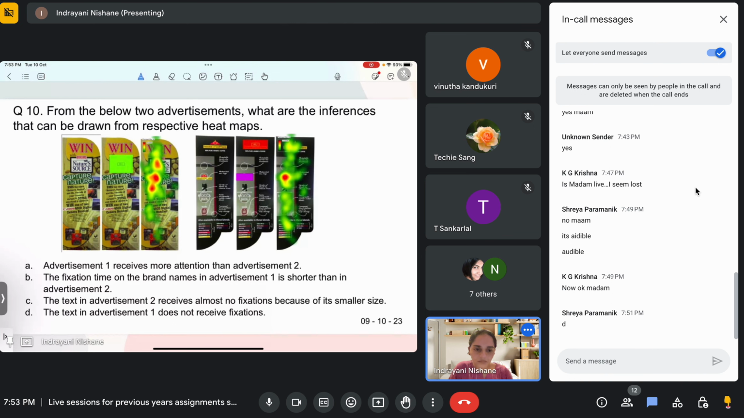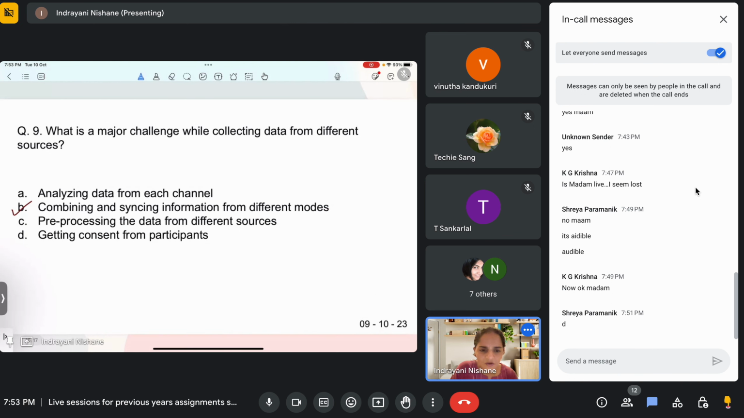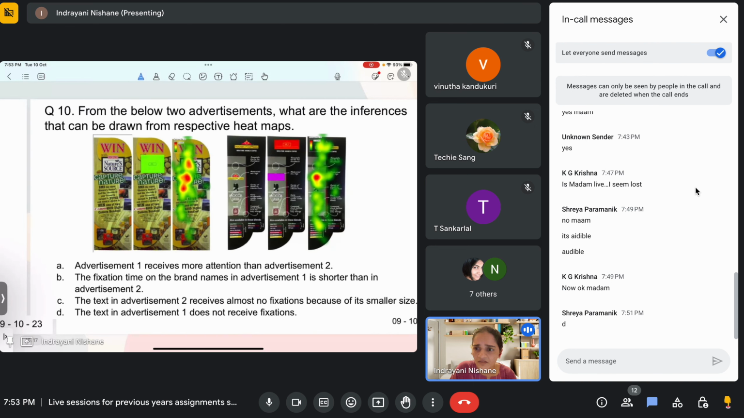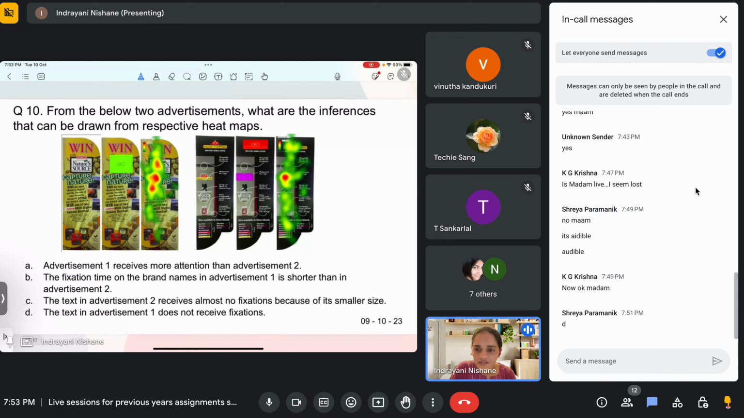So Shreya gave answer option D. Option D for this particular question, Shreya, or question 10? What is your answer for option D? I did not get it. Okay. So going to question 10, from this what inferences we can draw?